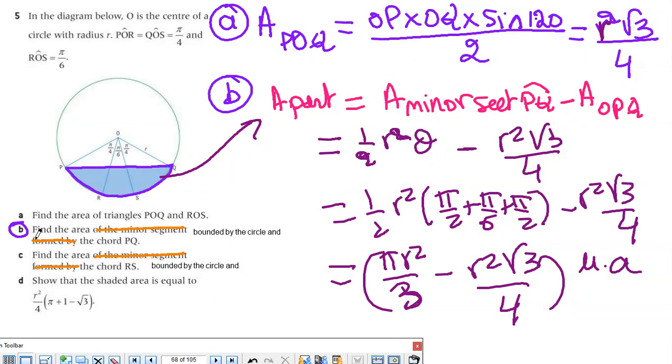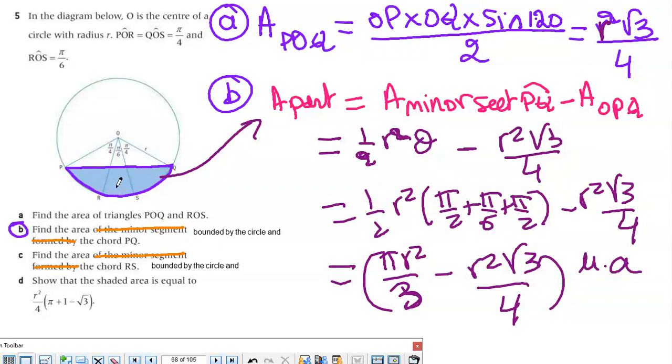Now part B, please fix the question. Find the area bounded by the circle. We don't have something called a minor segment. So I have the circle and the chord PQ. So this is PQ and this is my circle. So I need to find this part here. Did you see it? This one.